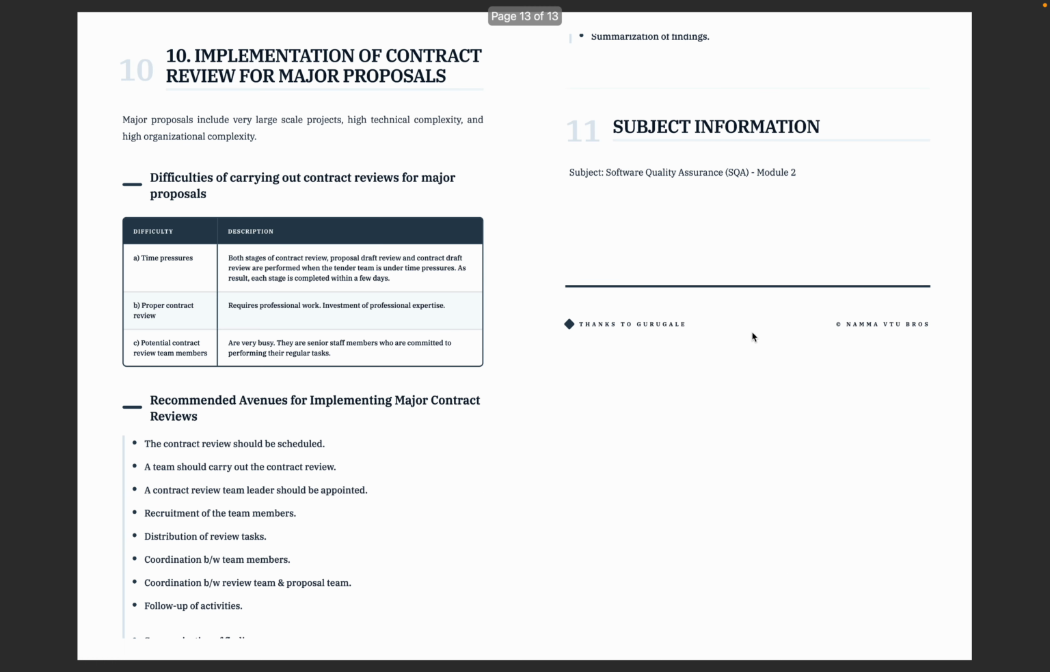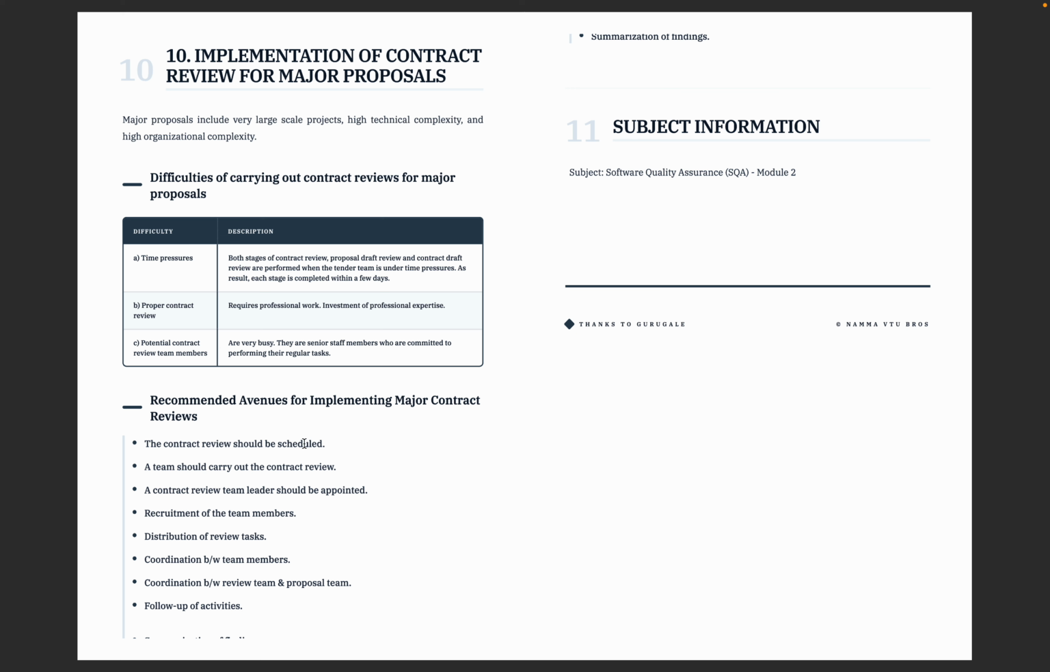in exams. Then the last thing is implementation of contract review for major proposals. Major projects will be big, and pressure will be there. Major contract reviews face three main problems. First is time pressure. Second is the need for experts. Third is busy review members. So what is the solution? We should keep the review early.